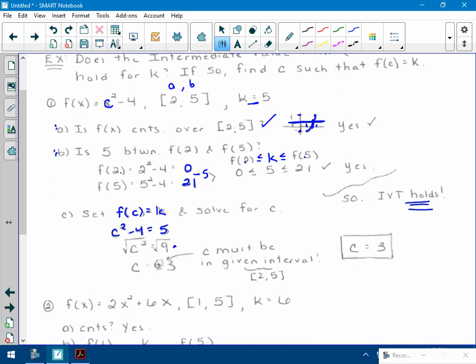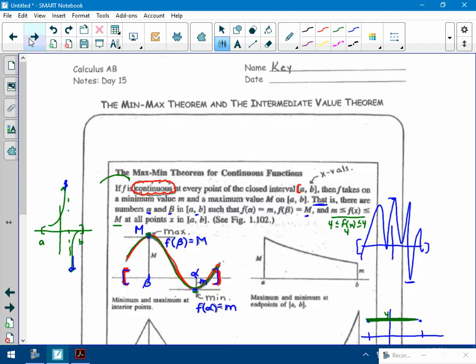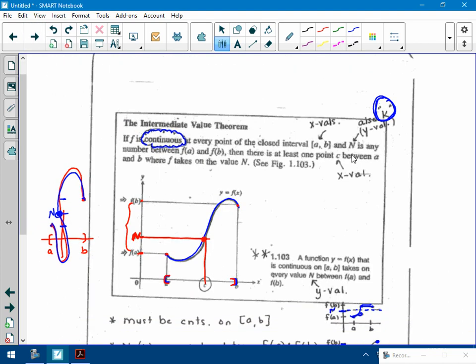c squared equals 9. When you take a square root, remember it's plus or minus, but why is it always plus in this case? Well, c has to be in the given interval. So you know about parabolas. You know that x squared minus 4 looks like this. I'm looking where 5 is. Well, obviously, when x is negative 3 and when x is 3, it's going to equal 5. But I wanted it between that a and b. That's what the intermediate value theorem said. Don't believe me? Let's look again. There's at least one point c between a and b that takes on that value that we're looking for.